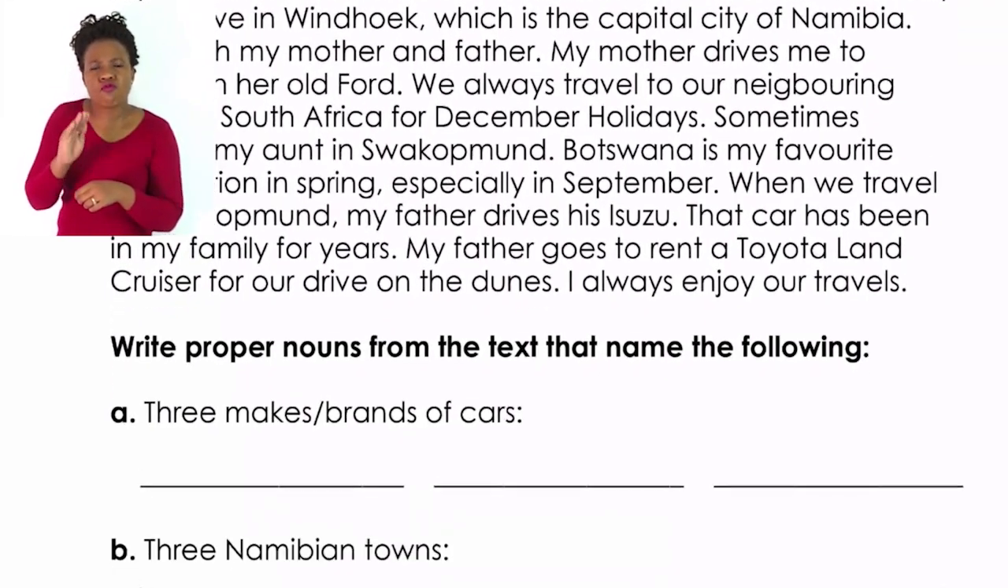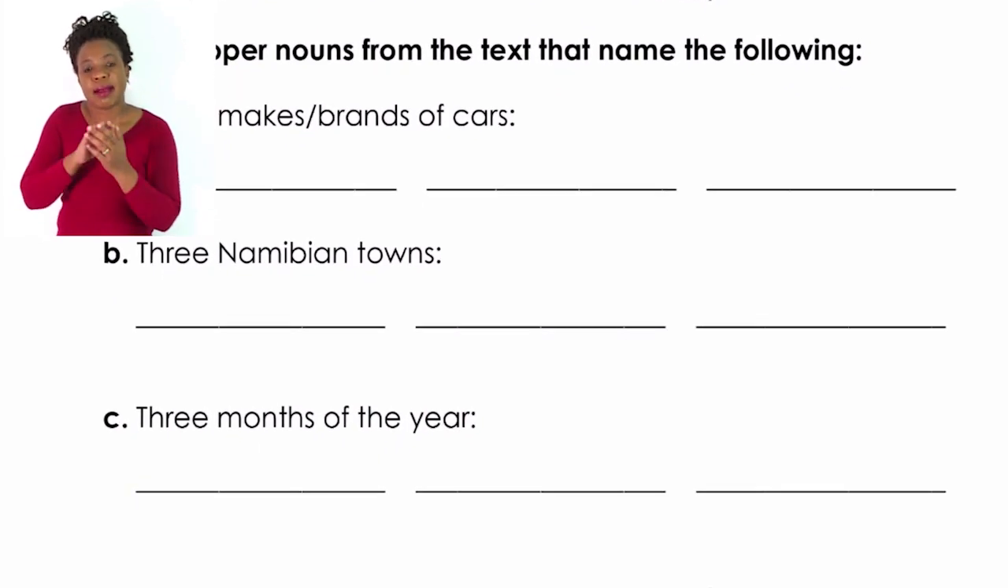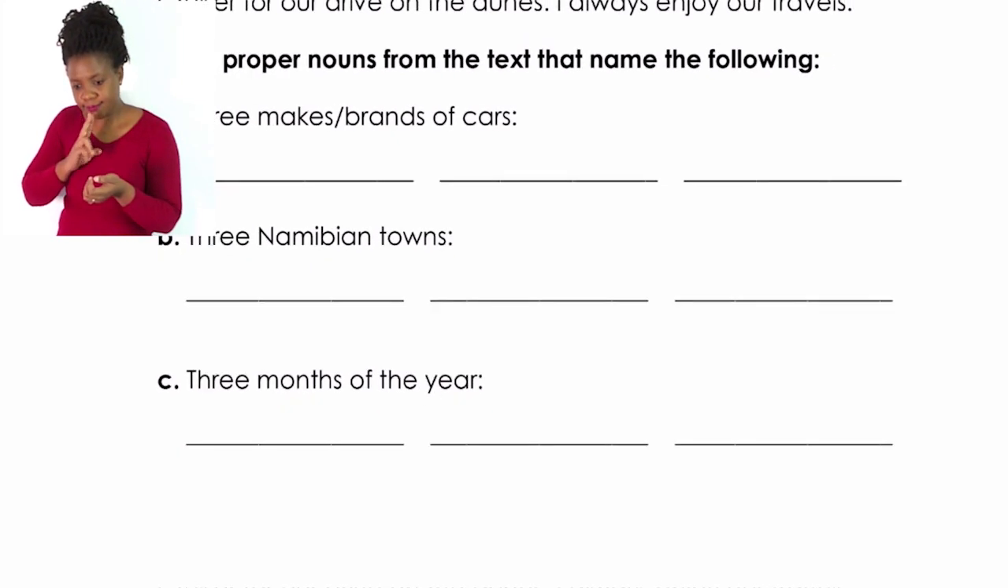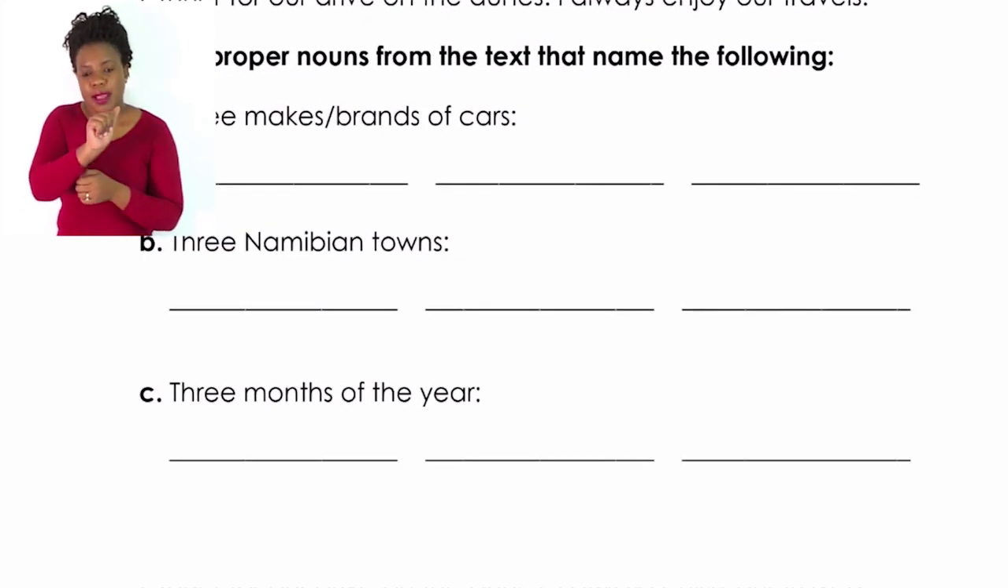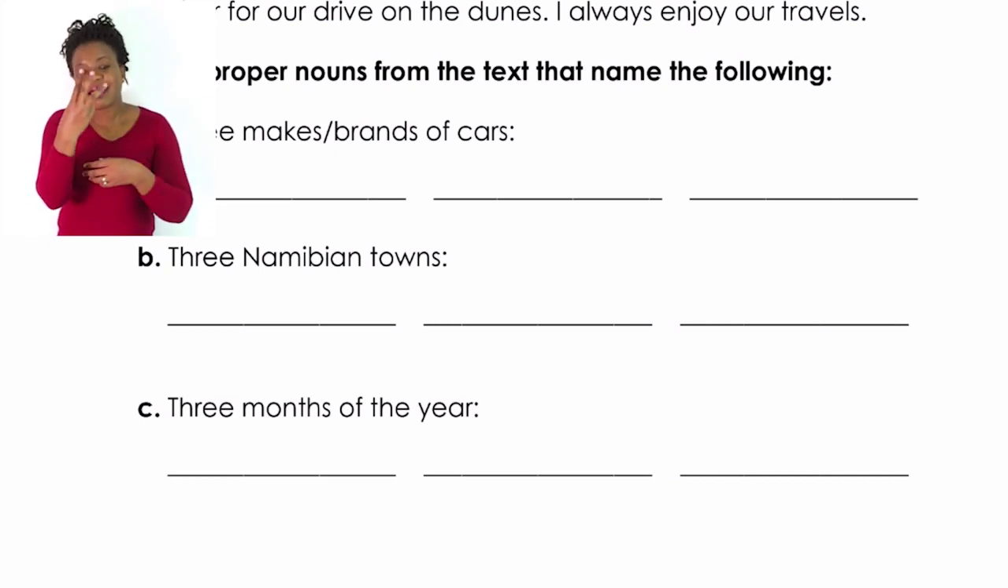All right, so you also read and then try to answer the questions that follow. Write proper nouns from the text that name the following. A, 3 makes or brands of cars. B, 3 Namibian towns. C, 3 months of the year. That should be fairly easy, boys and girls. Let us turn to our next page, which is page 5.